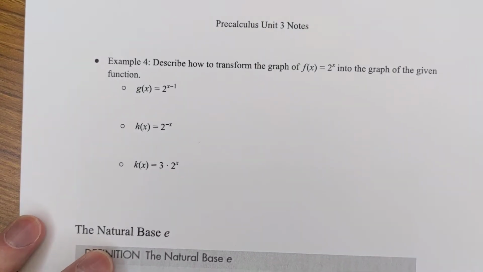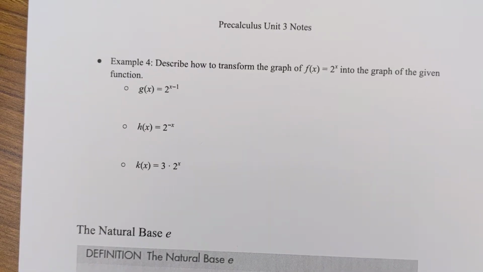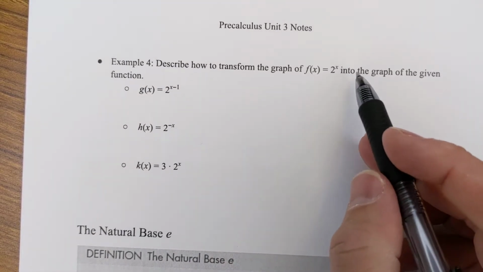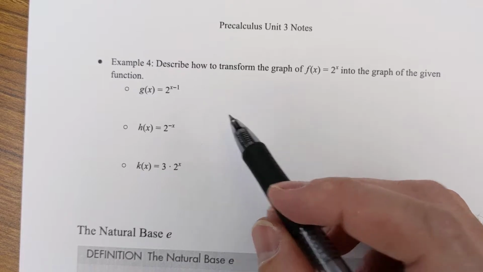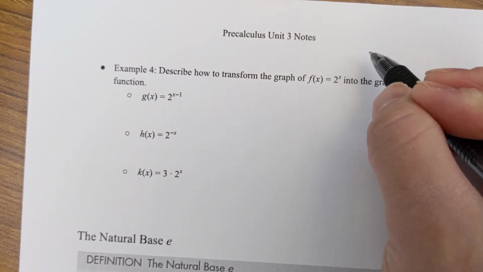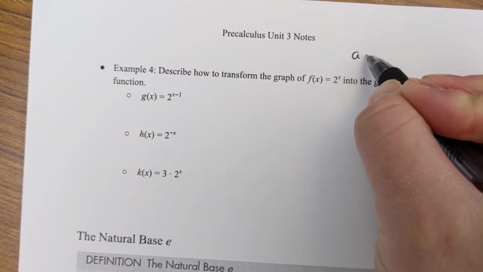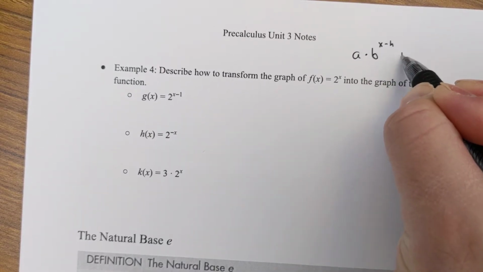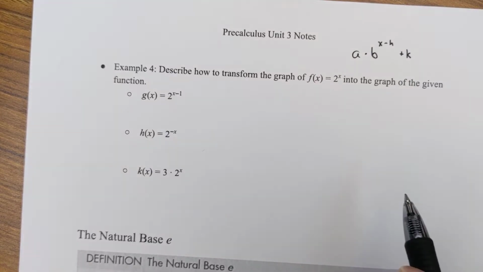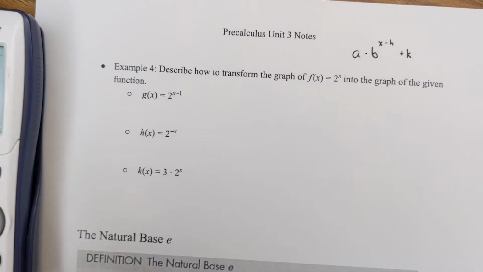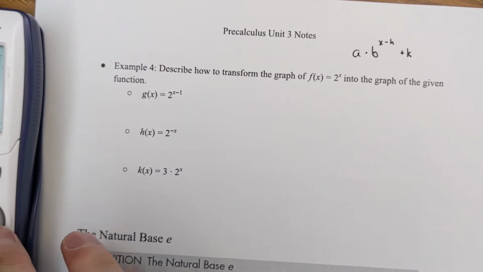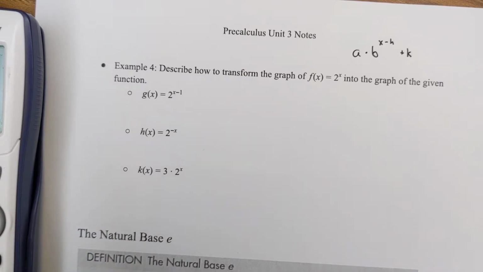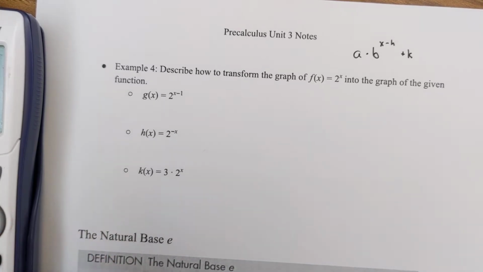Okay, example 4: describe how to transform the graph of 2 to the x into the graph of the given function. Let's see if we can come up with this. We get a times b to the x minus h, and then plus k at the end, where h and k do the same thing that they've always done: they shift the graph left or right, and shift the graph up or down.